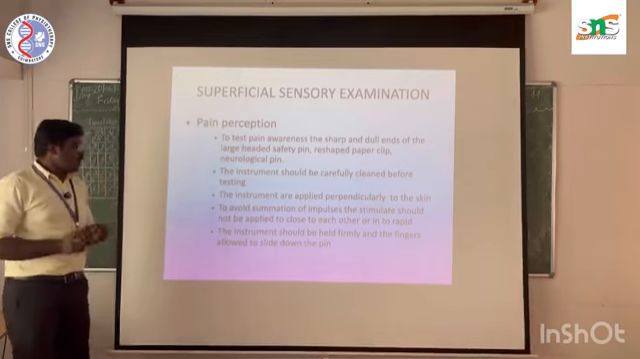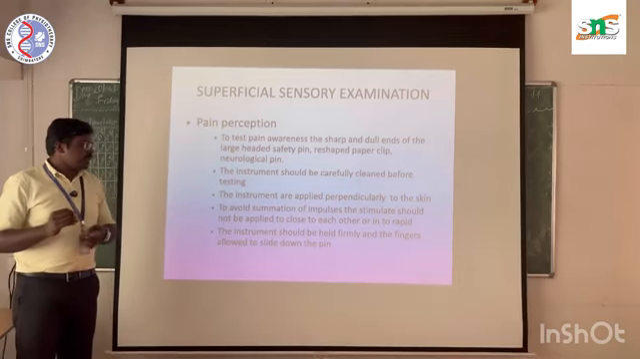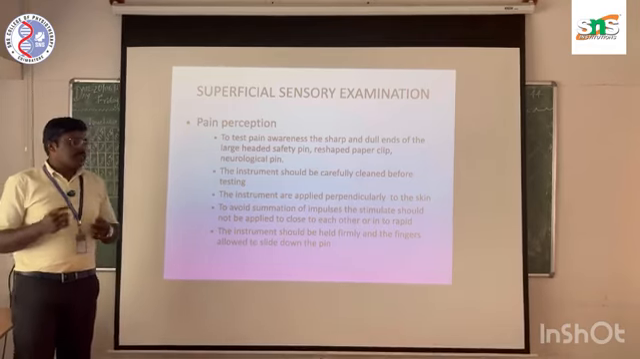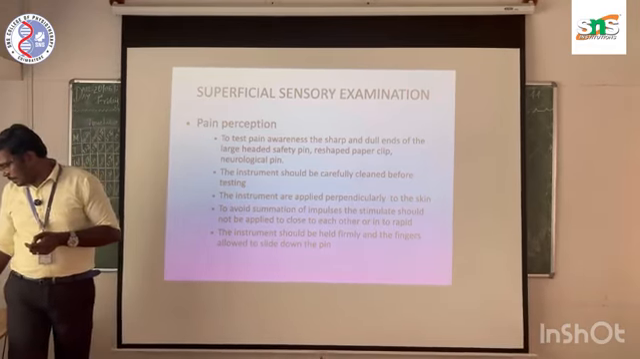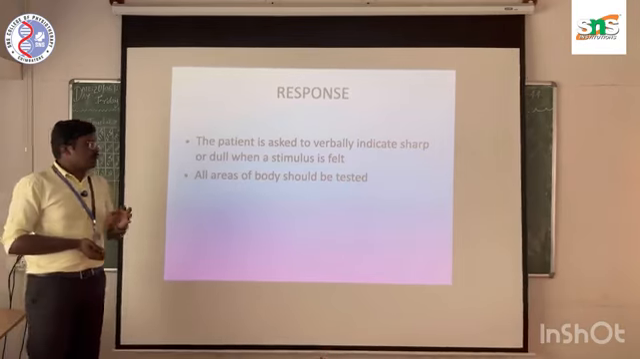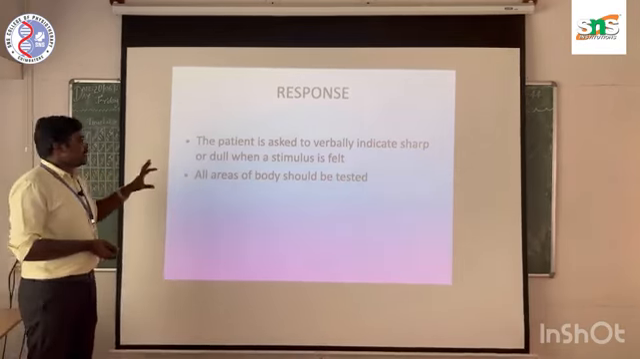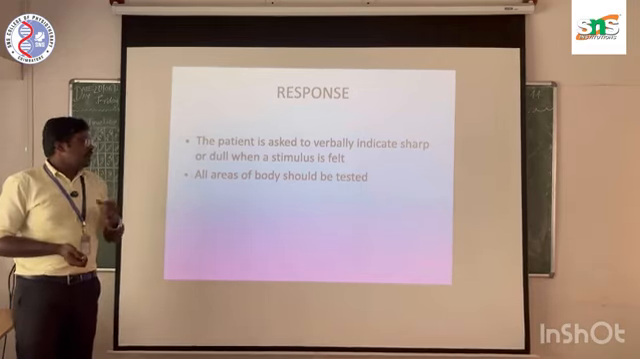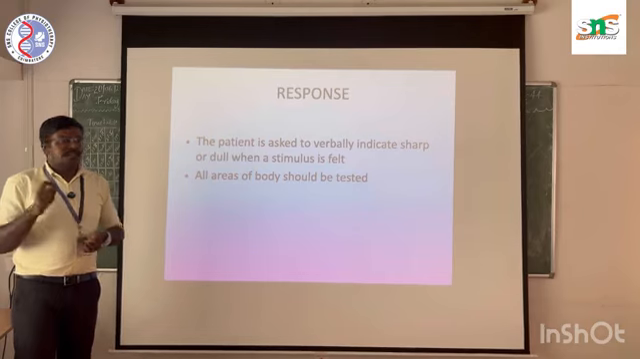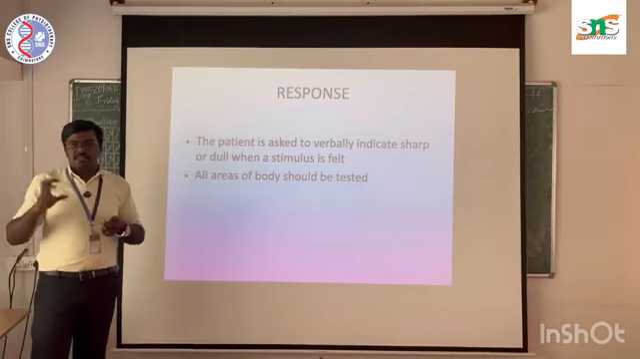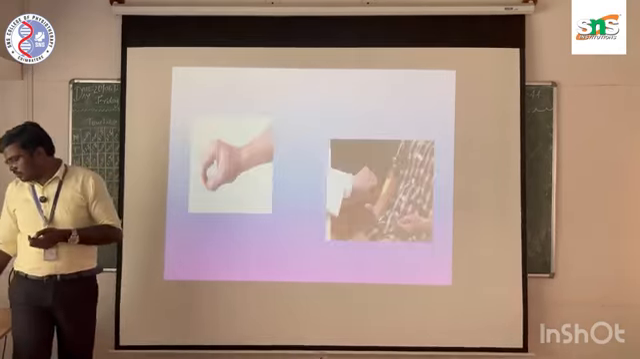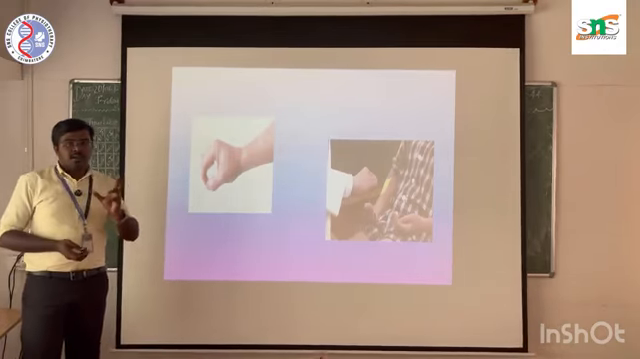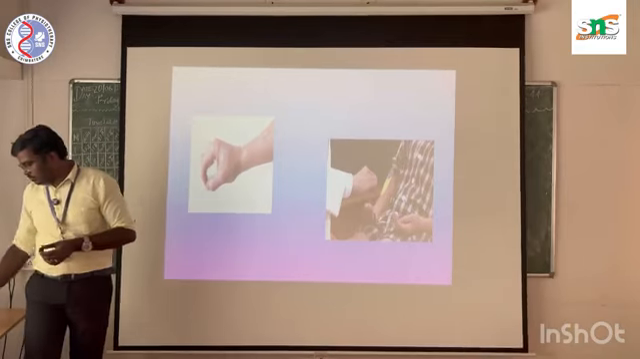Also, to avoid summation of the impulses, the stimuli should not be too close to each other. For the response in pain perception examination, the patient is asked to verbally indicate sharp or dull when a stimulus is felt. All areas should be tested. This is the pin, and this is a dull object.